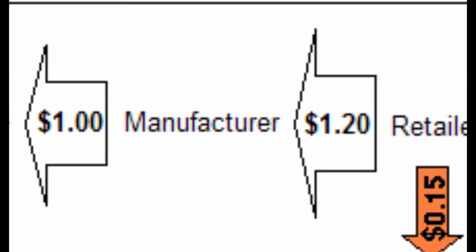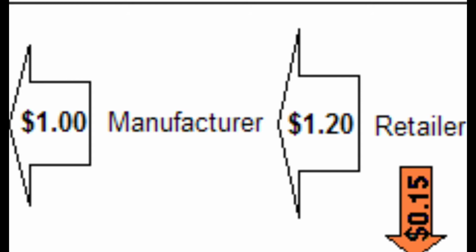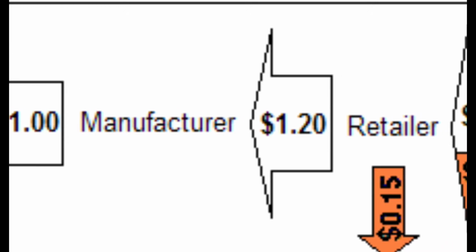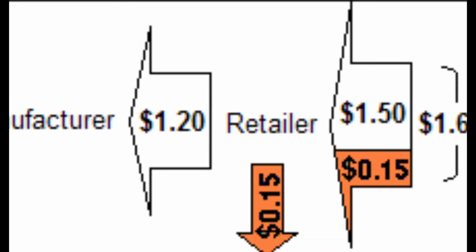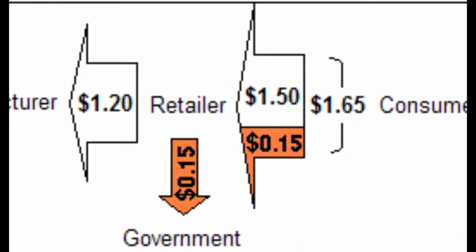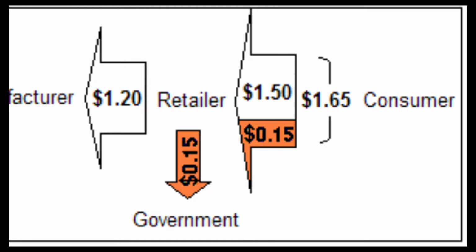The manufacturer, of course, had to incur some cost to make the chairs, and he also kept some profit for himself. So he sold the chairs for $1.2 to the retailer. Remember, once again, the manufacturer will not charge the retailer any sales tax. Now comes the last stage. This is the stage when the retailer sells the good to the end consumer. At this stage, the retailer will charge sales tax to the consumer.